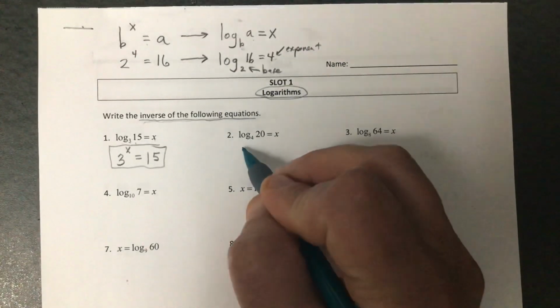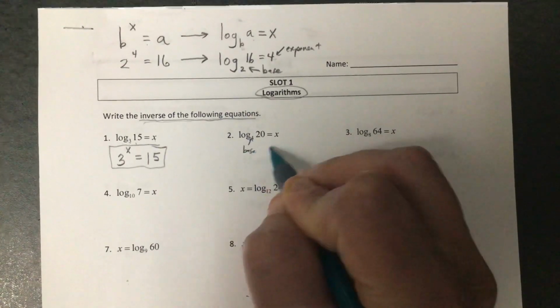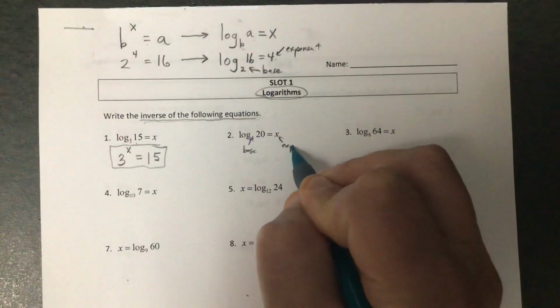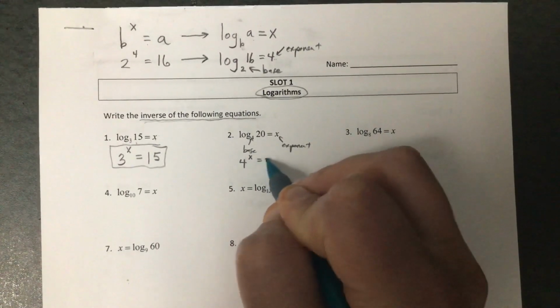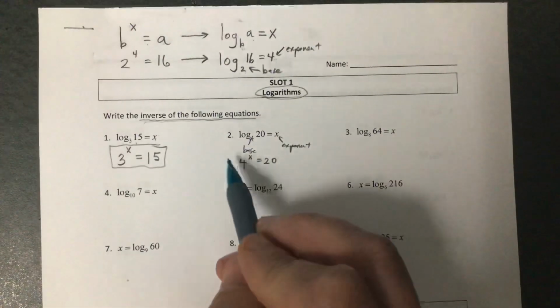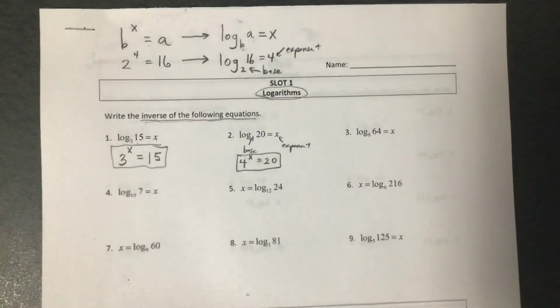Okay, let's go on to number 2. For number 2, here's my base, which is 4. Here's my exponent again. So this is going to end up being 4 to the x equals 20. Again, mathematically, we're not doing anything. We're just trying to familiarize ourselves with what a log means.